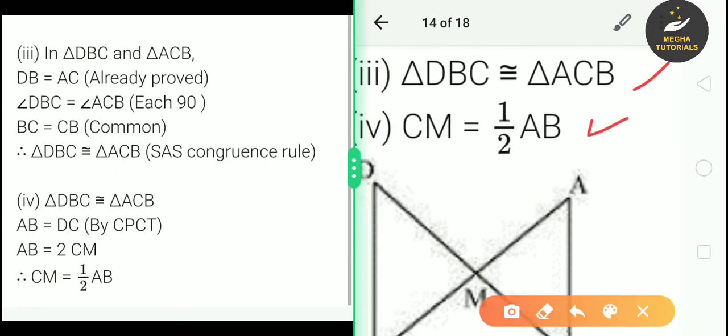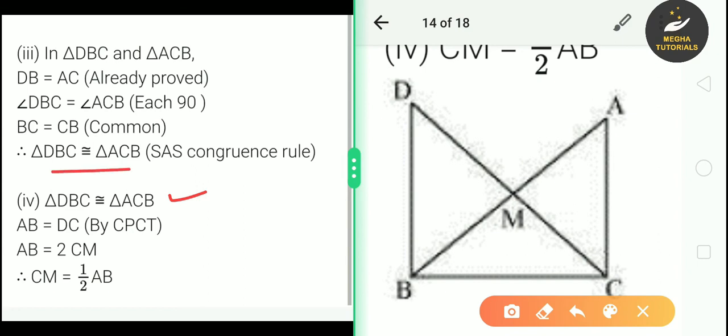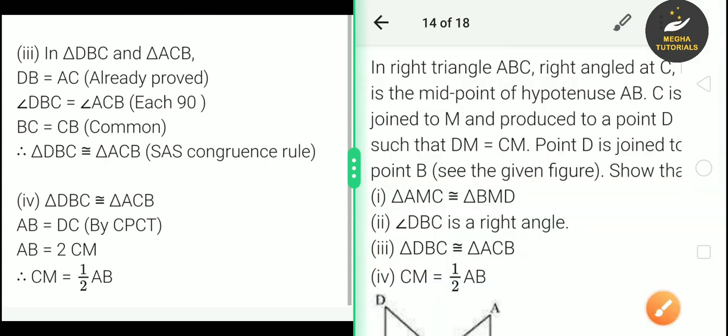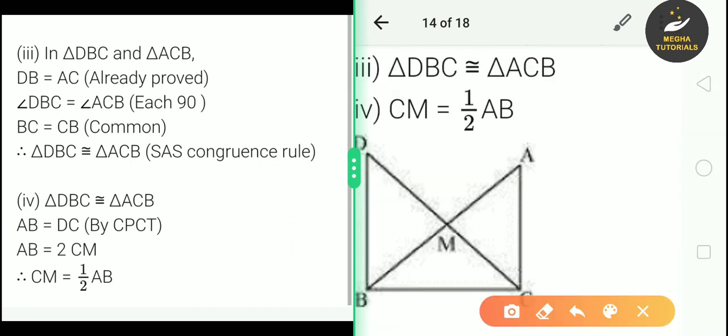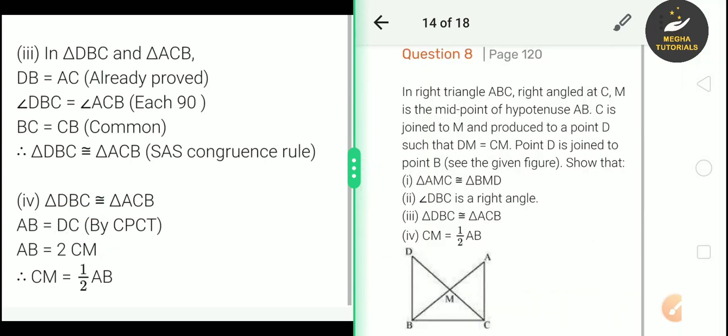Now come to the fourth part. Just we have proved that triangle DBC and triangle ACB are congruent triangles. So we can write AB is equal to DC by CPCT. Please see the given part, it is given that DM is equal to CM. Therefore we can write DC is equal to 2 times CM. Therefore in the next step we can write in place of DC, 2 CM. So AB is equal to 2 CM. Then we can transpose 2 to the other side. So we get CM is equal to half of AB, which is the required proof. So we are done with the exercise. Thank you.